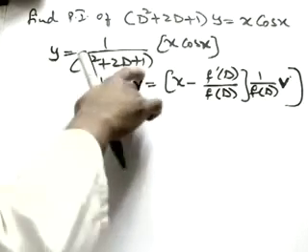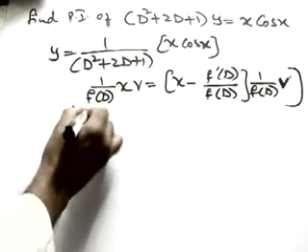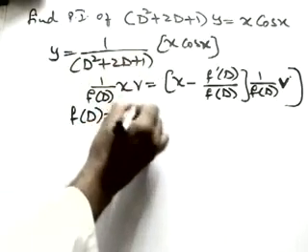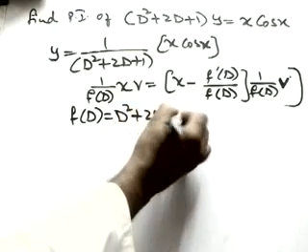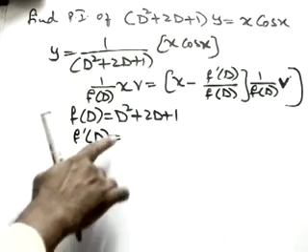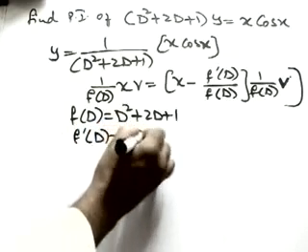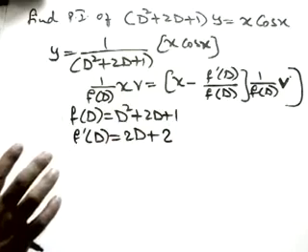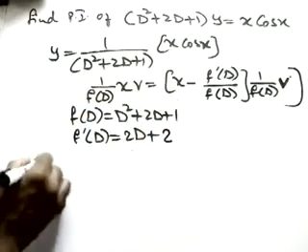Now watch here carefully. This is f of d. Let me write this. What is f of d? It is d square plus 2d plus 1. So what will be f dash d? Differentiate this one. Differentiation of d square is 2d, differentiation of d is 1, 1 into 2 is 2, and the constant is 0.